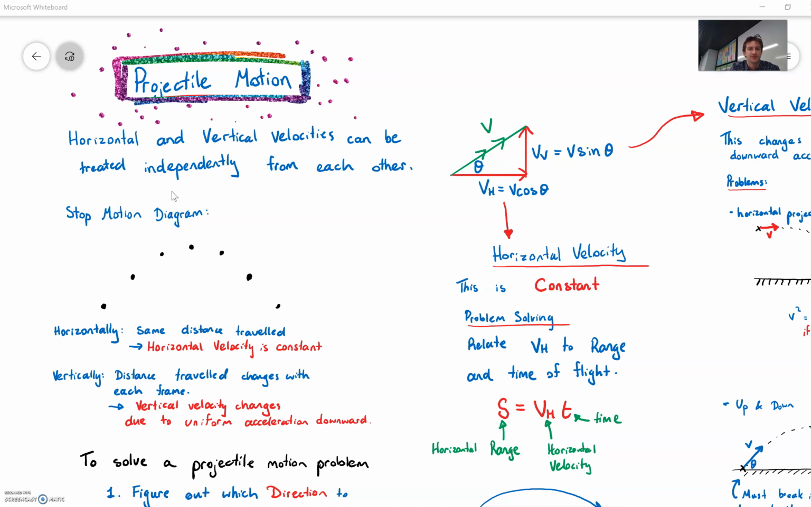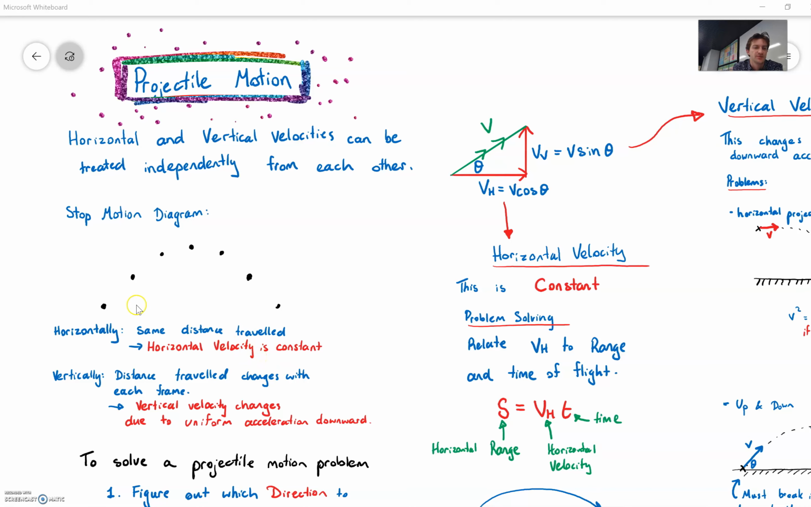The reason for that is if you look at any object that's being thrown or projected frame by frame, like this stop motion diagram here, we see that horizontally the same distance has been traveled from left to right with each frame, so it's always going about this far forward with each frame. And if the distance traveled horizontally is the same, then that means it's traveling horizontally with a constant velocity. So horizontally we know that the velocity must be constant.